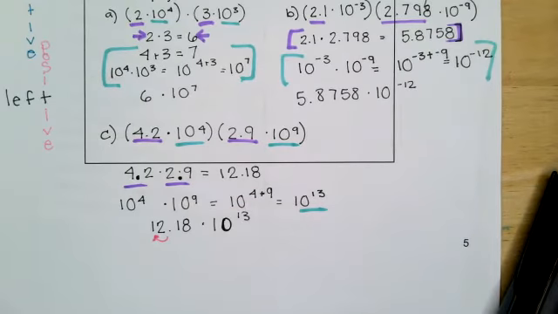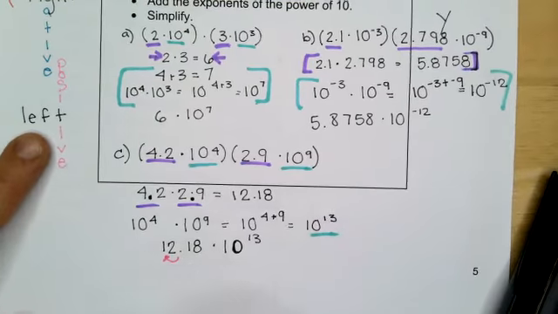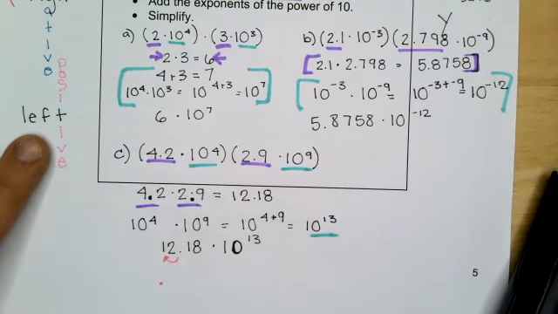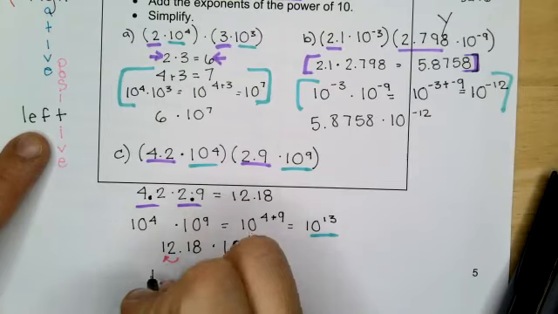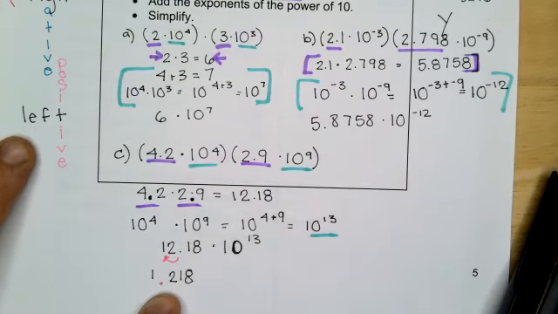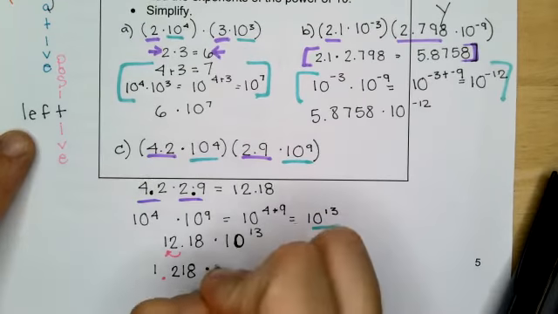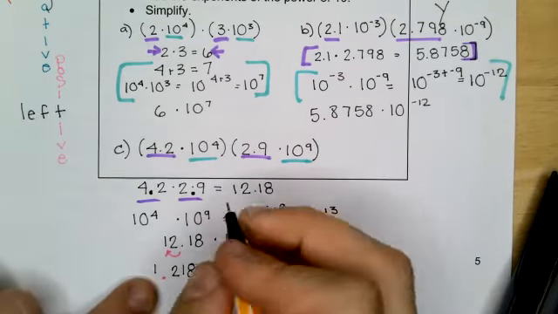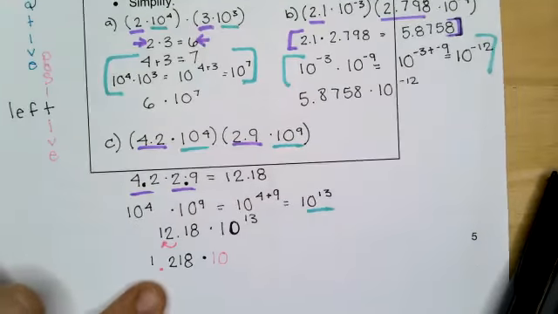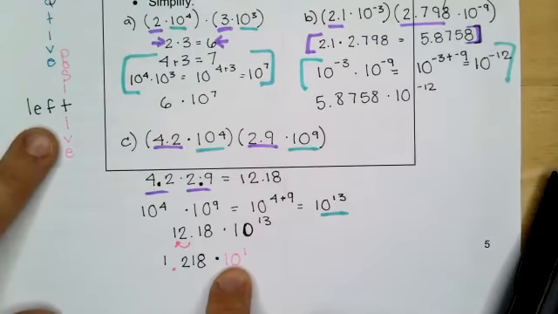I need to move the decimal over to the left one digit, right? So that it becomes 1.218. If I move it to the left, I need to multiply it by 10 to the power of the number of places I moved it. How many places did I move it? I moved it one place to the left. So it's a positive 1.